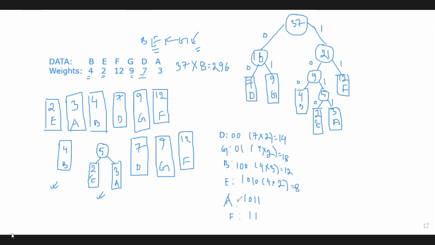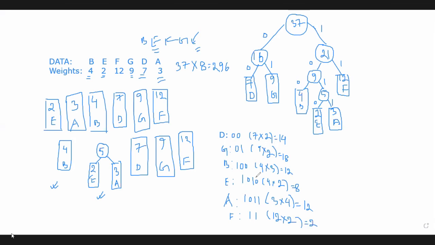What about A? For 1 A, we need 4 bits. And how many A's are there? 3 A's because its weight is 3. So 3 into 4 equals 12. What about F? We need 2 bits for 1 F and there are a total of 12 F. So 12 into 2 equals 24.